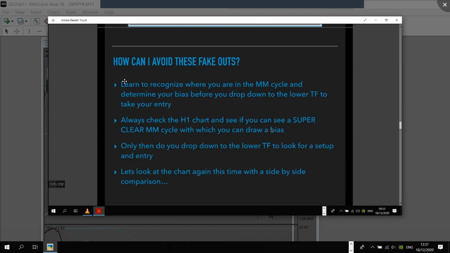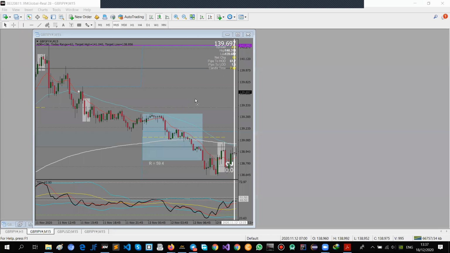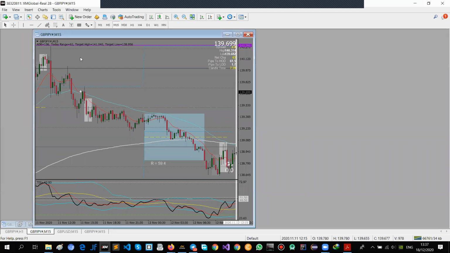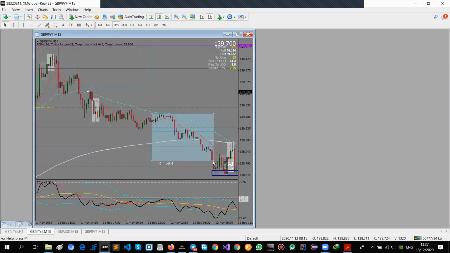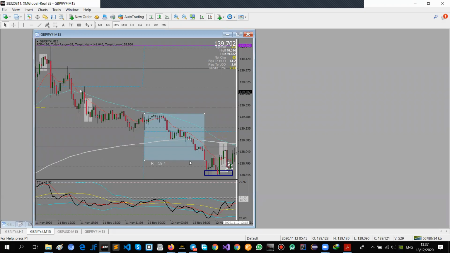Let's look at the chart again, this time with a side-by-side comparison. Mind you, this is on the M15 where we look for our entries, guys. Our setup and our entry. So our setup was here. We have divergence, stop hunt to the low, divergence. Then there is the cross above the 30 EMA. That's the M15, right? Yes.